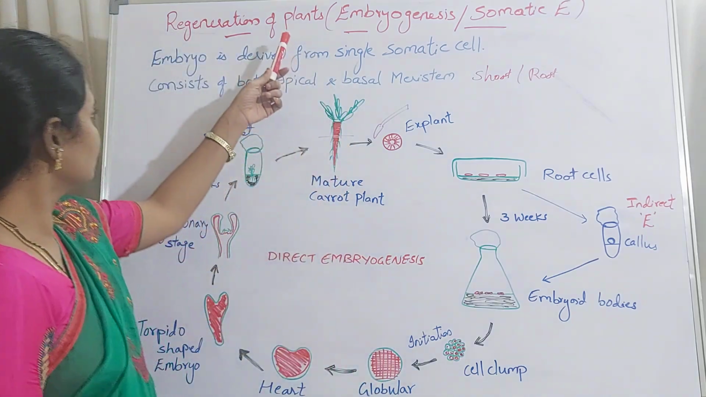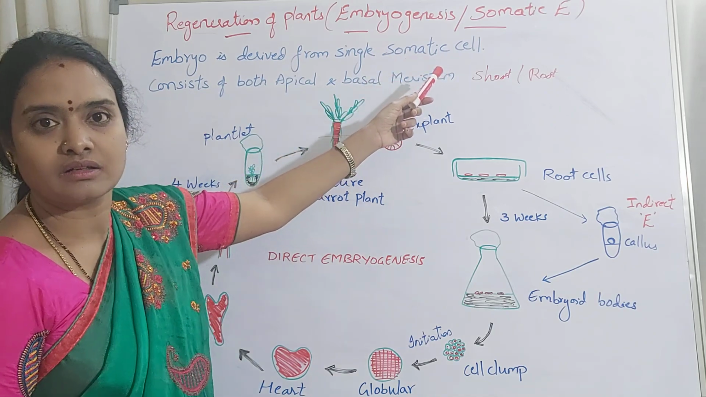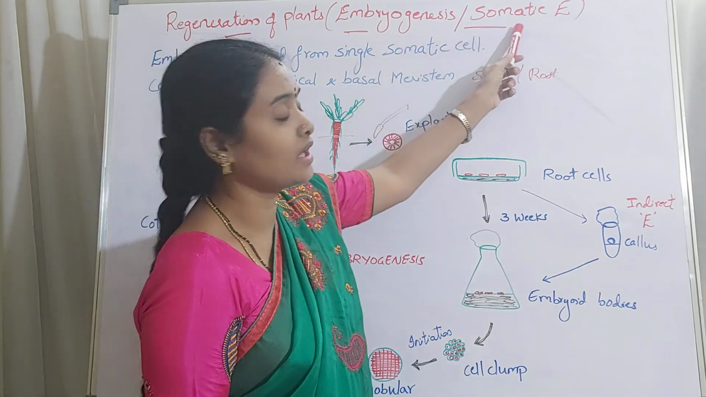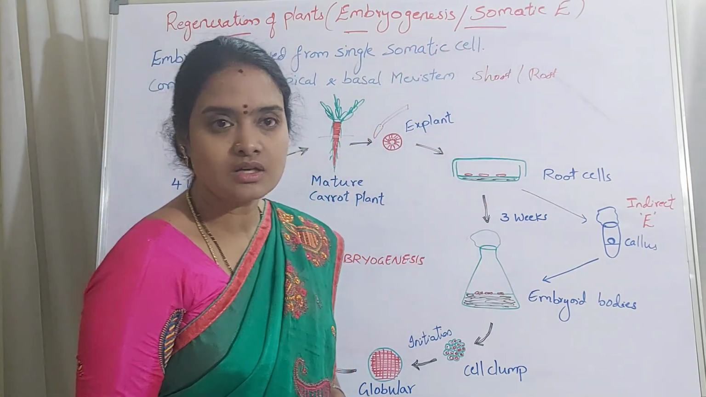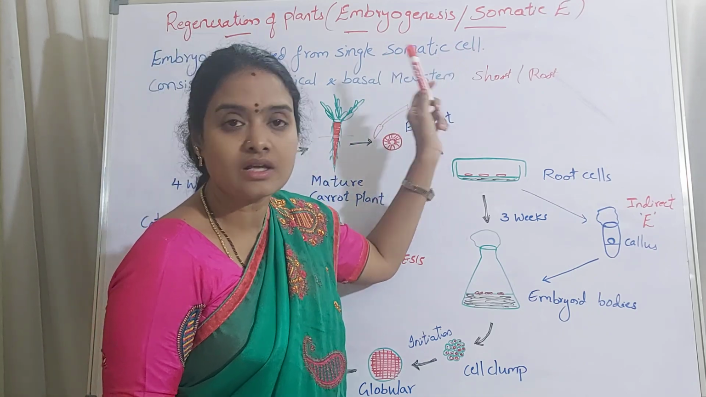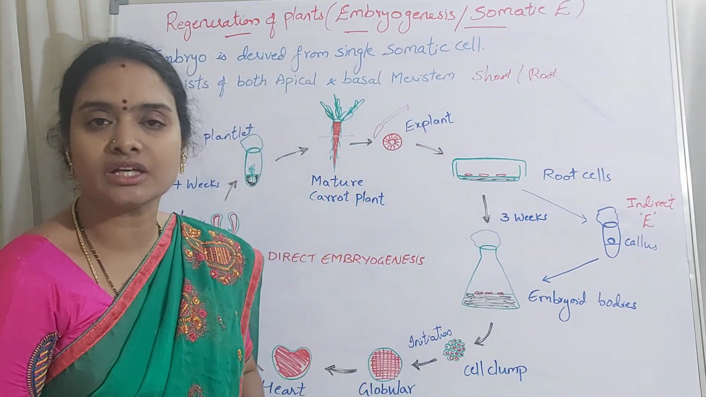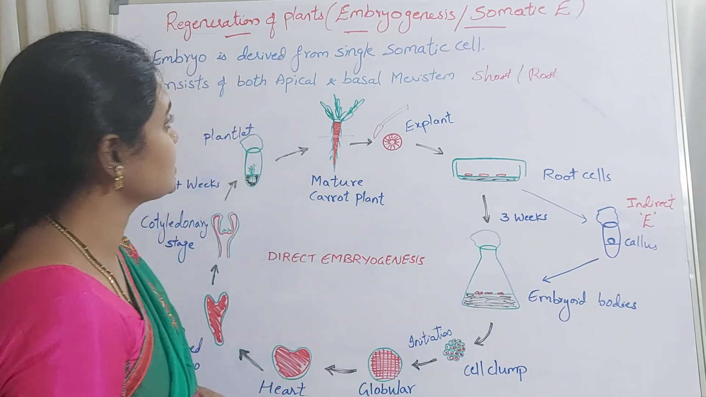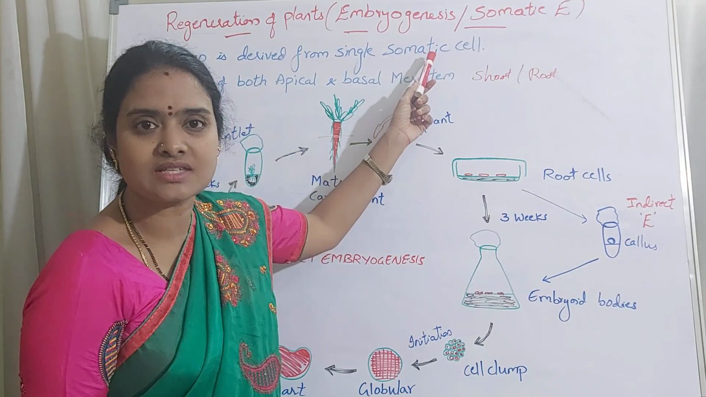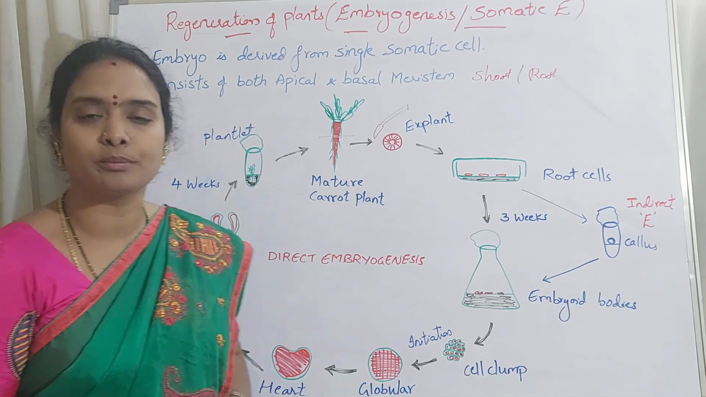So let us see. Here, the embryo is derived from a single somatic cell. Hence, it is referred to as somatic embryogenesis. The single somatic cell has totipotency, that is, the single cell has the ability to transform or divide into a complete plantlet. That is called the totipotency effect. Because of the totipotency of the somatic cell, you produce an embryo from it and then regenerate a complete plant.